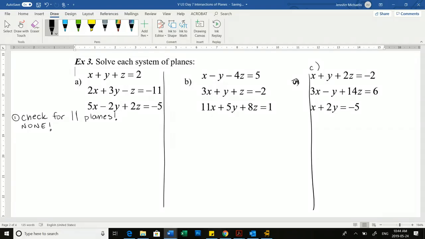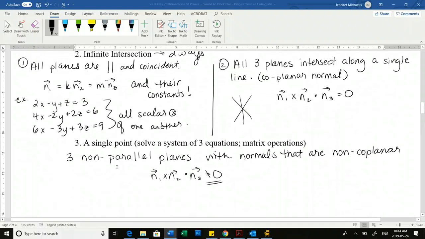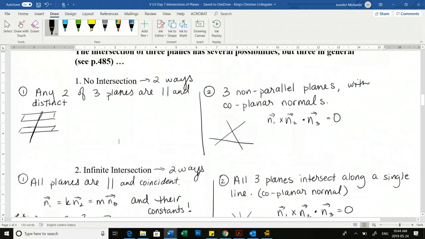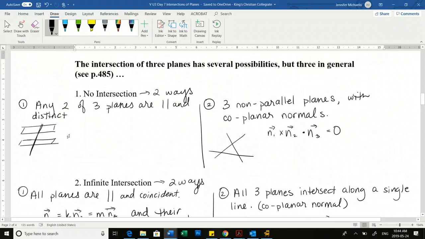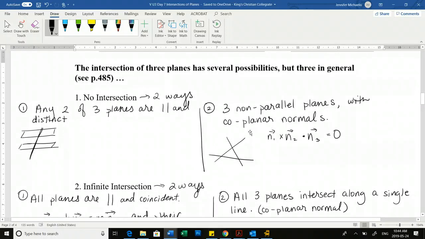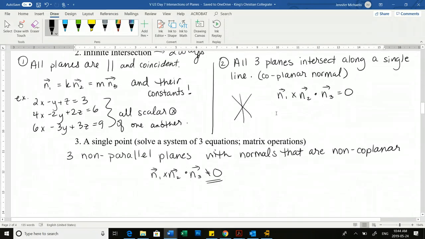Okay, so as soon as we don't have planes that are parallel, I can rule out a couple things. Either they intersect in a single point. I'm ruling out that all planes are parallel and coincident, and I'm also ruling out that there are no intersections because 2 of the 3 planes are parallel. So my options that are left are I could have 3 non-parallel planes with coplanar normals, I could have 3 planes that intersect along a line, or they could intersect at a point.